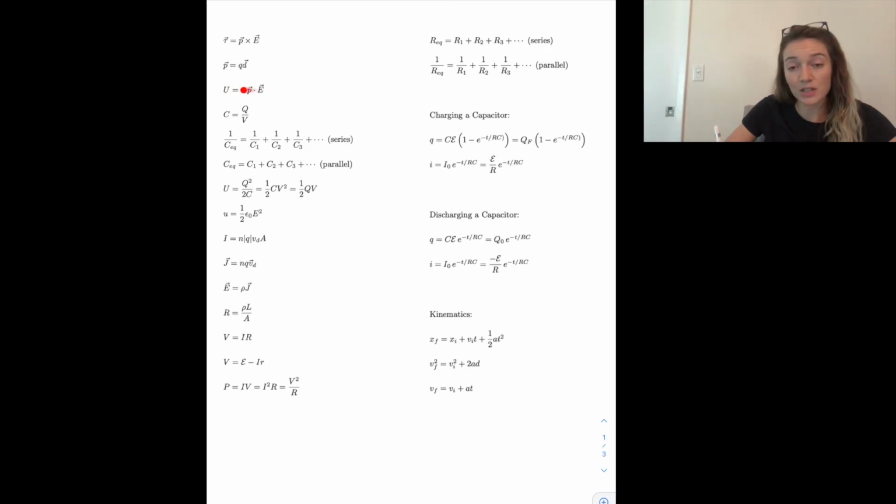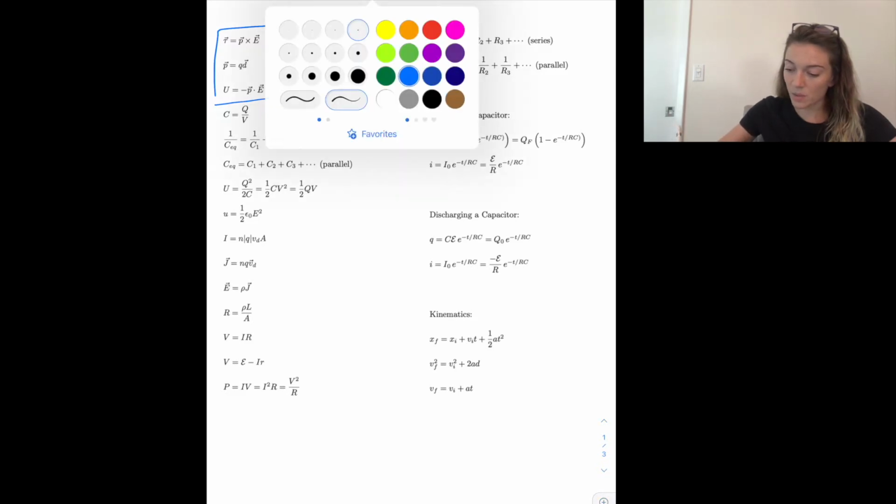This is the potential energy of a dipole. So these three equations go together. This is all dipoles. Now, the next couple of equations are all for capacitors, so this is mostly from chapter 24.